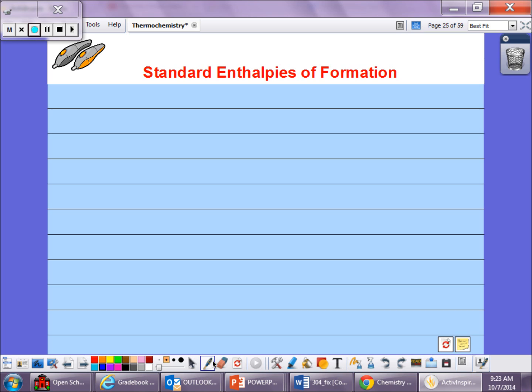So, let's say we chose NaCl. If they ask you to write an equation for the formation of NaCl, my advice to you is always draw the arrow, put that substance on the product side. And remember, you need to form only 1 mole. Always 1 mole from its elements in their standard state.